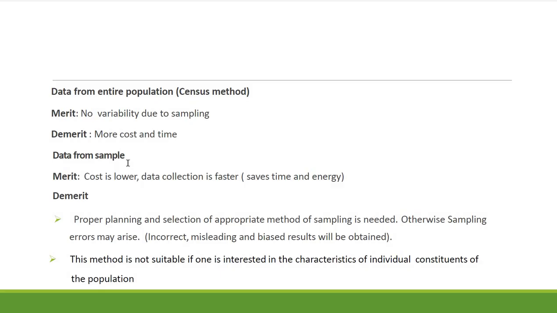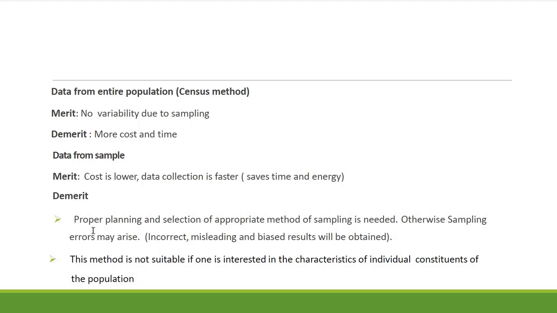If you take the data from a sample, the cost is lower and data collection time is less. But the demerit is that you have to choose a proper method of sampling. Otherwise, you will have sampling errors. So whatever inferences you are drawing may sometimes not be truly applicable to the population. You may have some incorrect or misleading results.